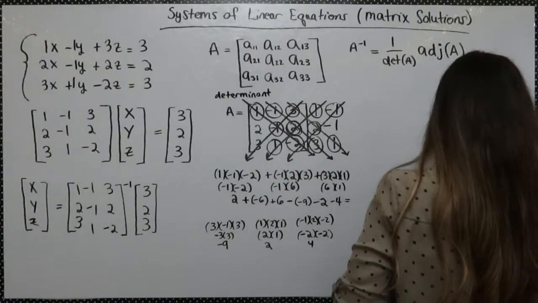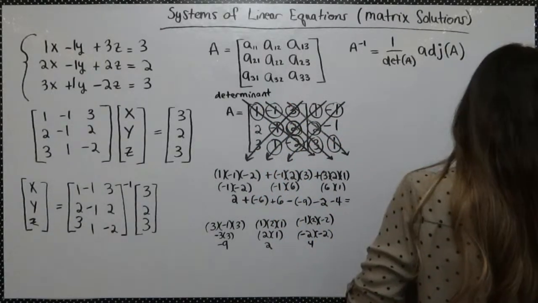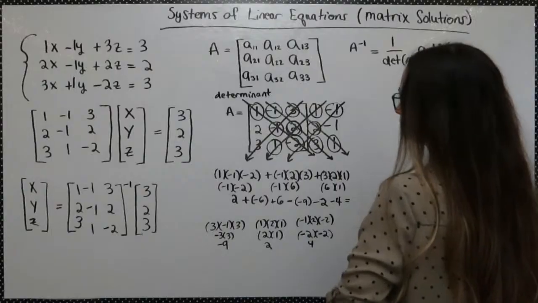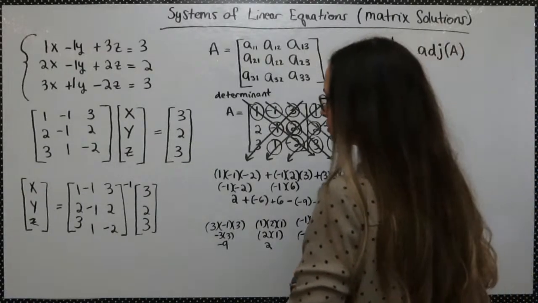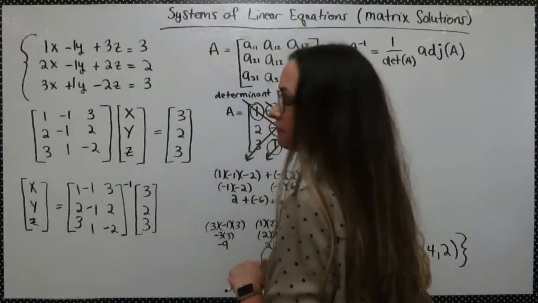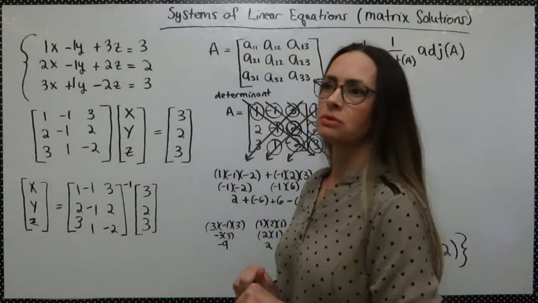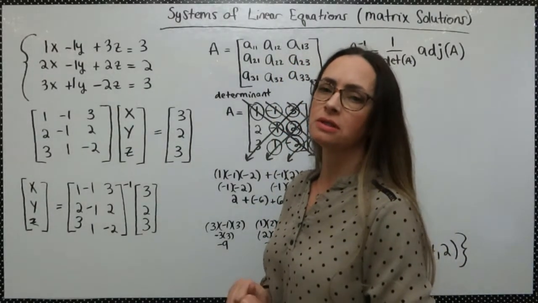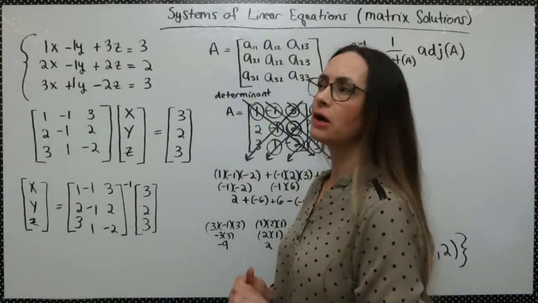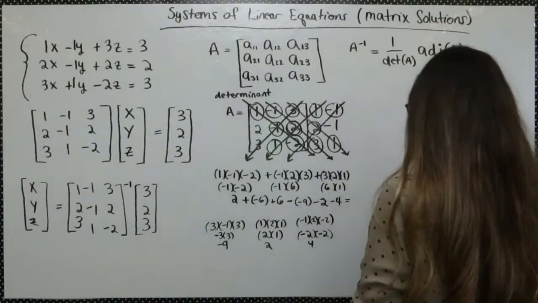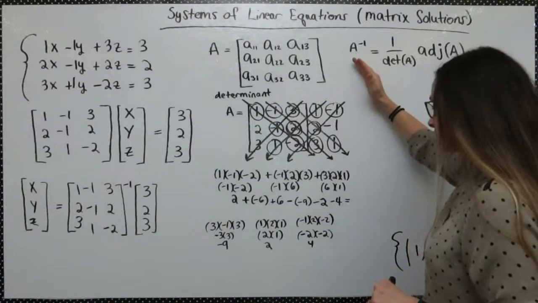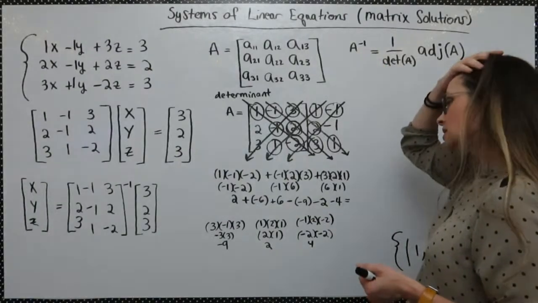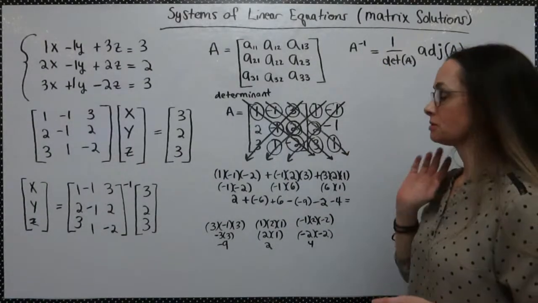If it's 0, then the matrix does not have a solution. Or wait, it might have a solution. It doesn't have an inverse. You can't invert it if the determinant equals 0 after you calculate your matrix. So you also need the determinant to calculate the inverse anyway. So it's always best to calculate the determinant first.